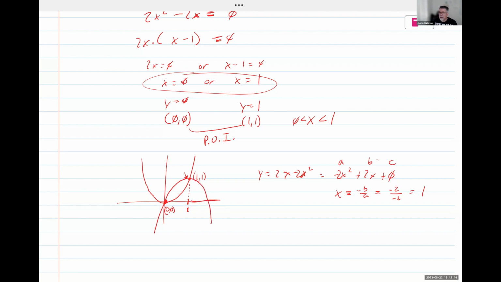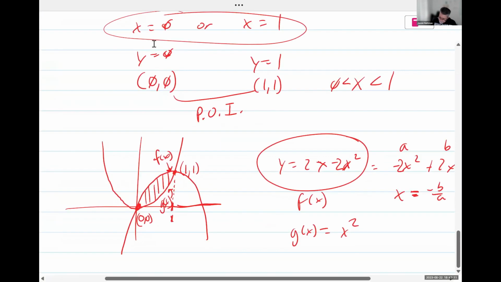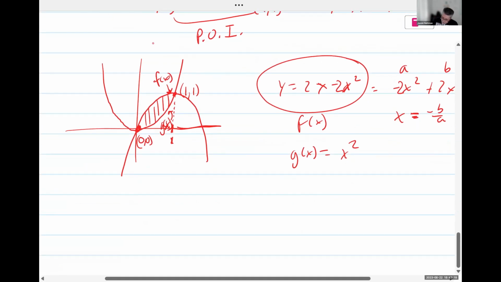And so what's the area that I'm looking for? Well, I'm looking for that area there. And so which one is on top? What's my f of x in this case? Well, my f of x is this guy. That's the one that's on top. What's my g of x? g of x is my x squared. That's the one that's on bottom. So now we have all the components we need to write the integral.